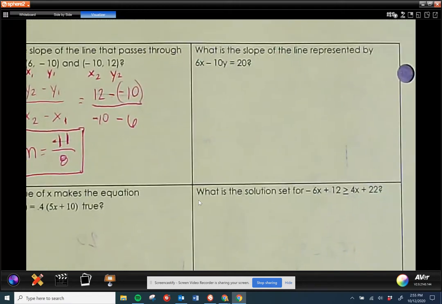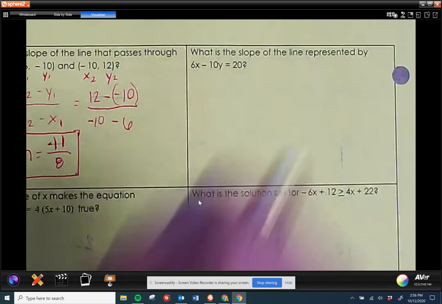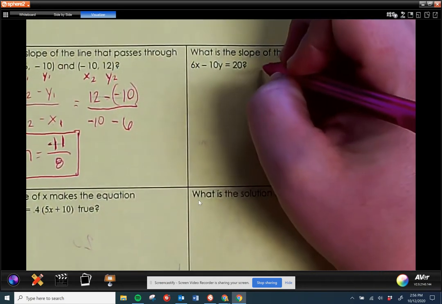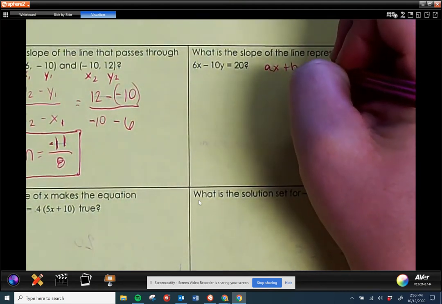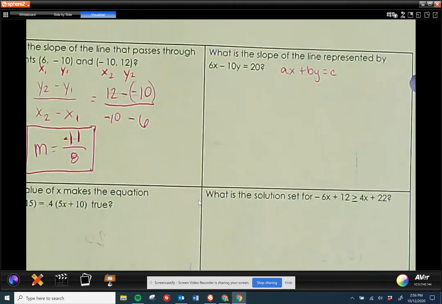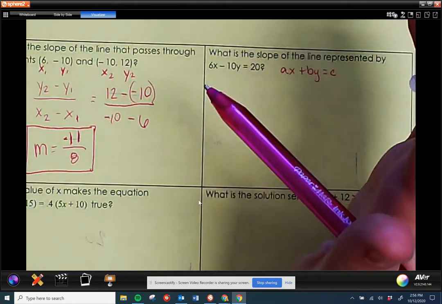Okay. This one says, what is the slope of the line that is represented by 6x minus 10y equals 20? So this one is not in slope-intercept form. This one is in standard form, which is ax plus by equals c. So we need to convert it into slope-intercept, the y equals mx plus b. Then the way we're going to do that is we are going to take this equation and we are going to get y by itself.